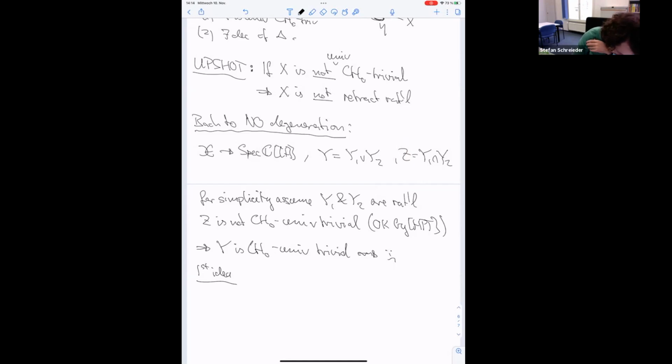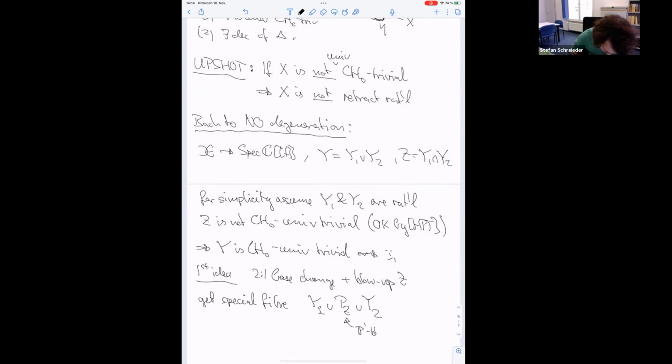So the first idea is a 2-to-1 base change plus blow up Z, and then we get a special fiber. Well, now three components: the Y1 that we had before, and the Y2 we had before, and there's a new component, and this is a P1 bundle over Z.